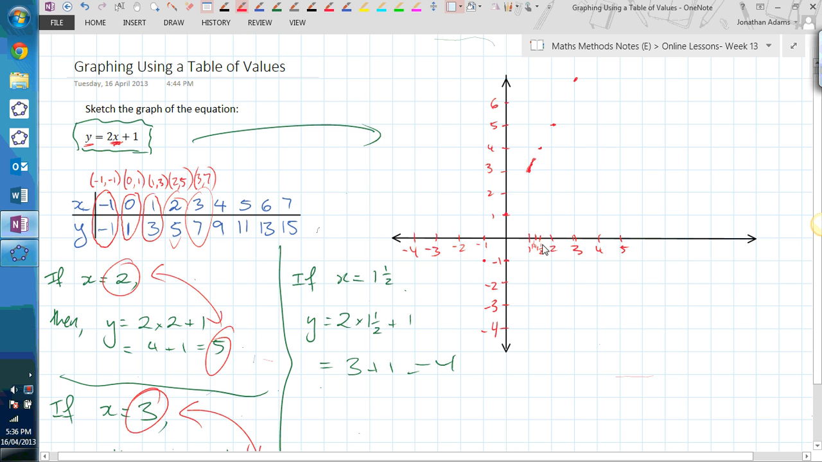Similarly, I could go a little bit over 1.5, and there'd be another point, and another point, and another. I could go to slightly more than 2, and I'd find a point here, and I could keep going. I could do them as close together as I like, and all of these points would start to join up, and the more points I put in, the more it would look like a straight line.